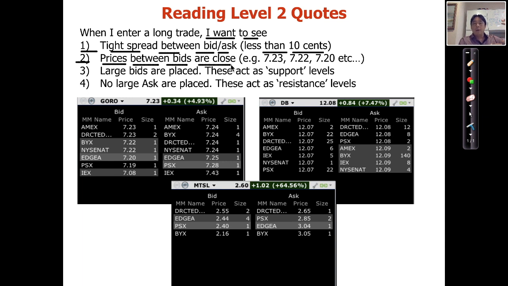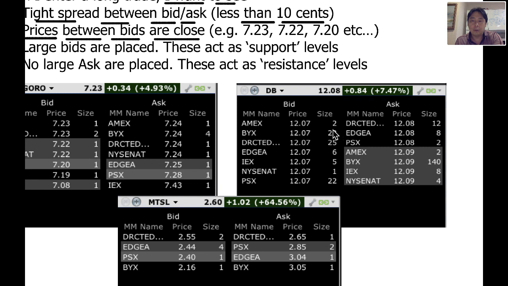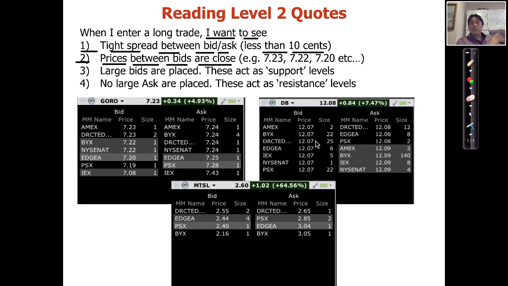Especially if I see that the buy column has big offers. For example, if I see 22, that's a big offer. 22 means 2,200 shares. So there's someone willing to buy 2,200 shares at 1207. There's another person willing to buy 2,500 shares at 1207. So with all these buyers, that acts as a support level, right?